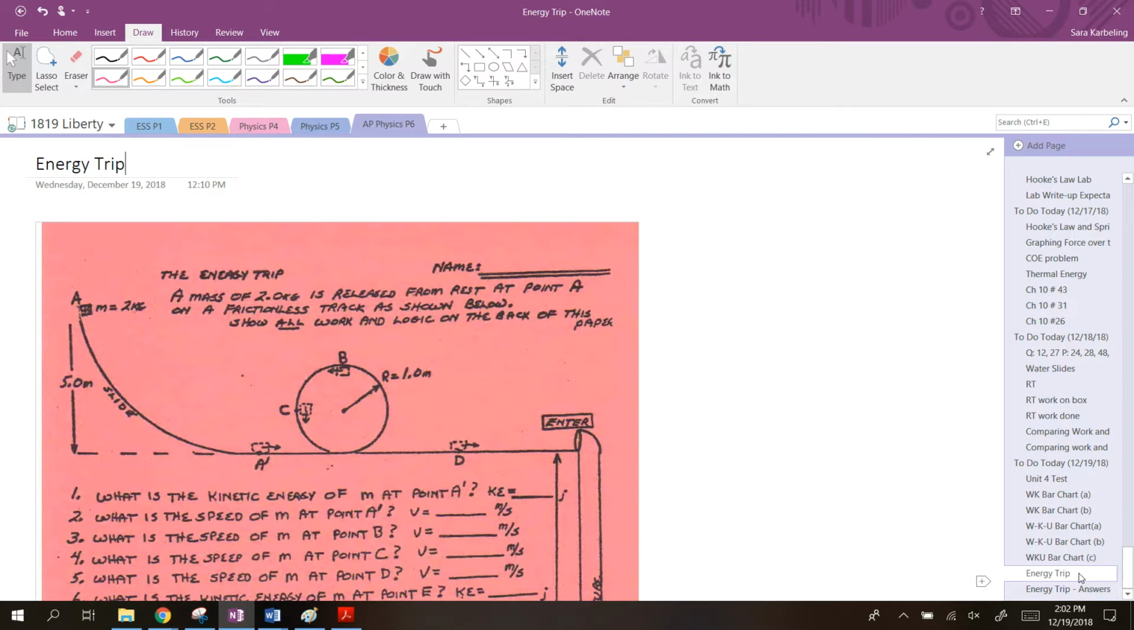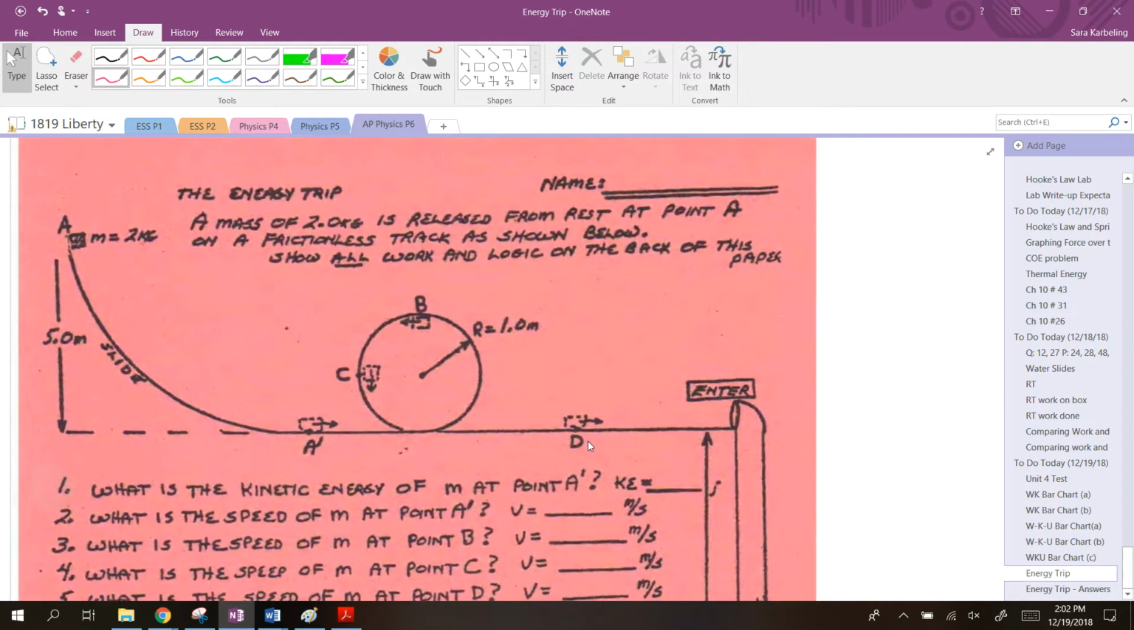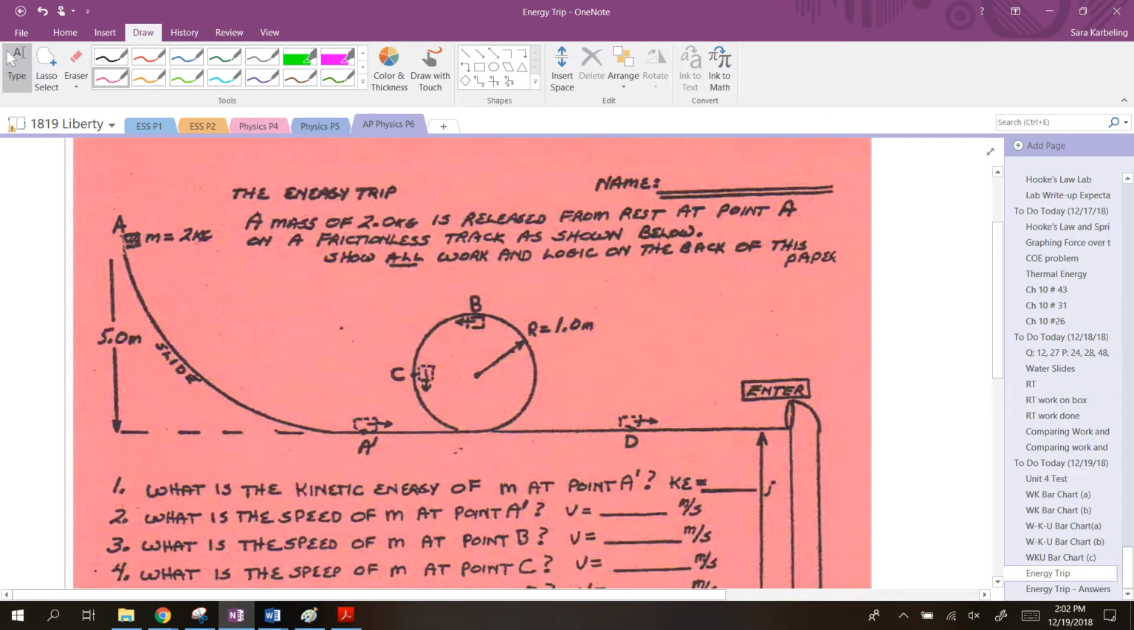I copied this as an orange one forever ago, probably because I got it in orange when I was doing my student teaching. I got this from the guy that I worked with. I think he drew it. Anyway, the story is that you've got a little box sitting way up here at point A. It's going to slide down this ramp. It's got a mass of 2 kilograms. It's released from rest at point A. It's a frictionless track as shown below. It says to show all your work. I don't really care. I just think it's a fun problem to do.